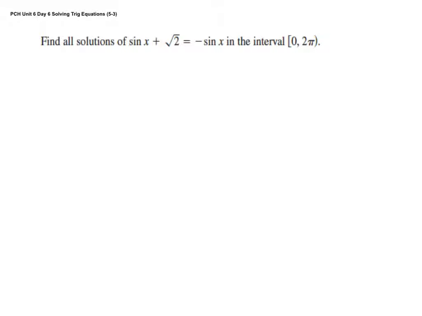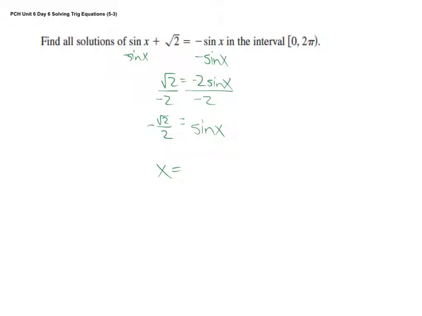Alright, so let's subtract the sine from both sides to get all the sines over here on the right hand side. And we have root 2 equals negative 2 sine of x. And then divide by negative 2, okay? So divide by negative 2, divide by negative 2, and we get sine of x is negative root 2 over 2.